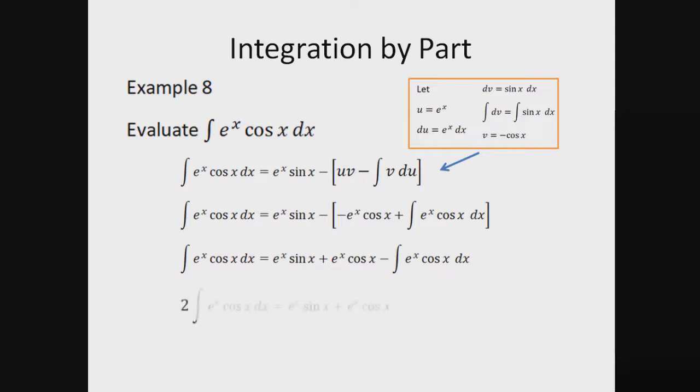Now we get 2 times the integral of e to the x cos x dx is equal to e to the x sine x plus e to the x cos x. Then we can bring the 2 to the right hand side. Now we get 1 over 2 in brackets e to the x sine x plus e to the x cos x. And then don't forget to add c. Now we have solved this kind of problem.